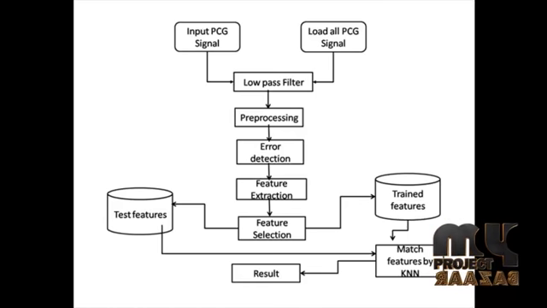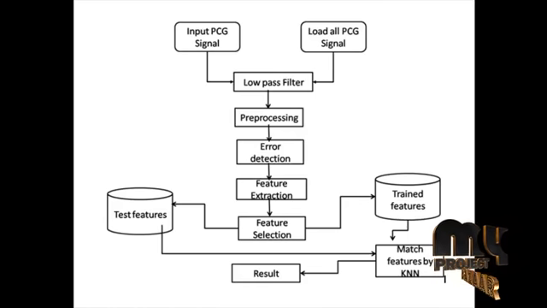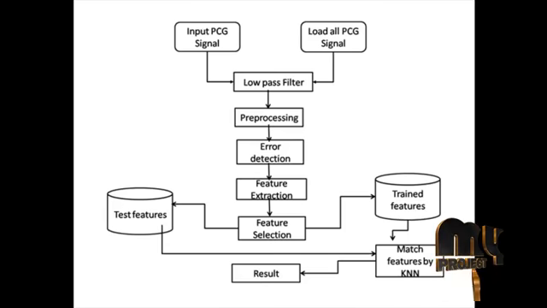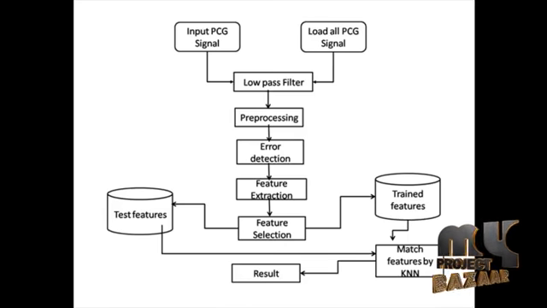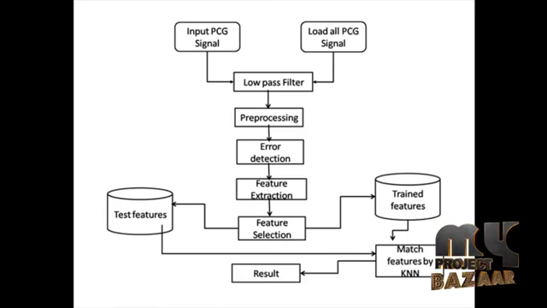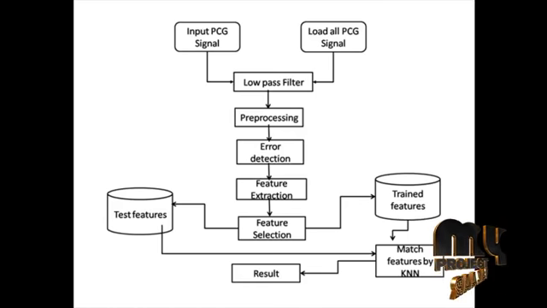After that, we store the PCG features. PCG features are used for the feature selection process. Feature selection is done by GA, the genetic algorithm. The genetic algorithm selects the best features and displays them. These features are used for further processing. Trained and non-trained feature values are stored.